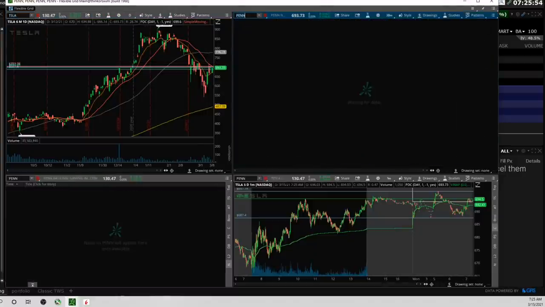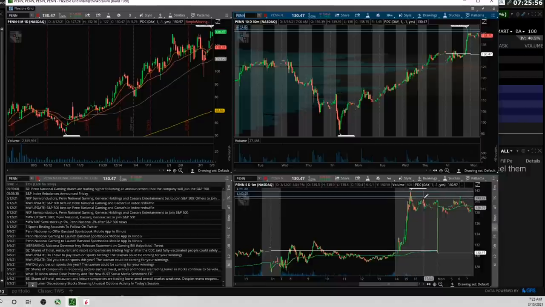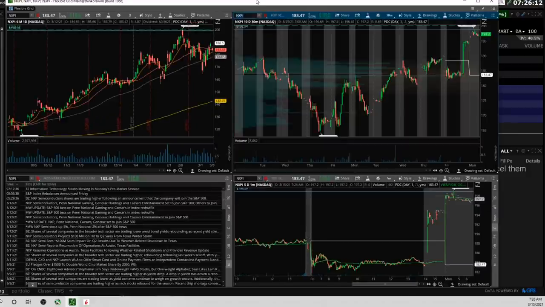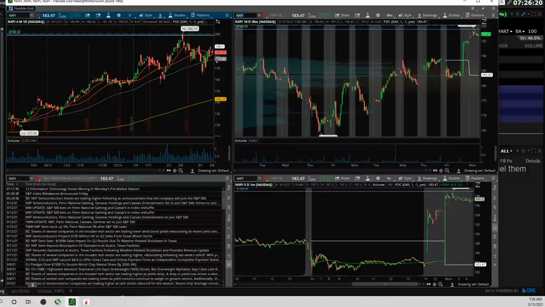Also looking at Penn because this got added to the S&P, nice big gap up. Pre-market high, 140.95, and then the after hours high after the announcement was 141.85. So just knowing those levels. Also looking at NXPI getting added to the S&P 500. This looks pretty good, nice big gap up. 198.94 pre-market high, and then all-time high is 219.